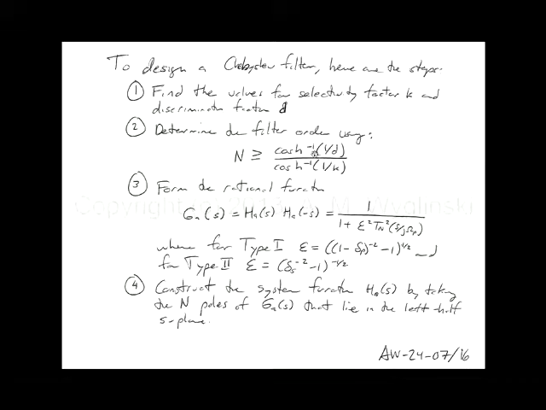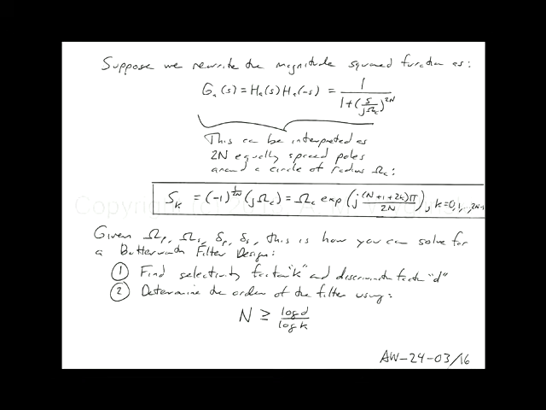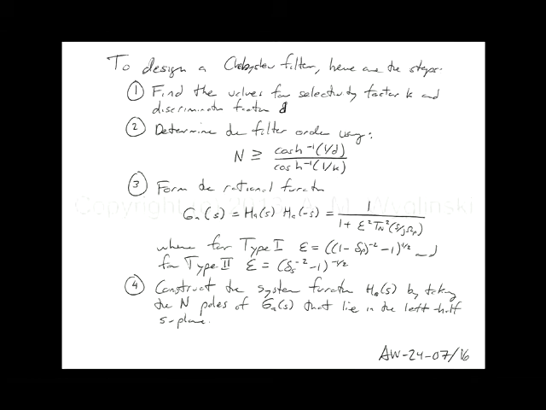So before Butterworth, what was it? There we go. Log D over log K. Here, cosh inverse of 1 over D, divided by cosh inverse of 1 over K. Doesn't roll off the tongue well, right?